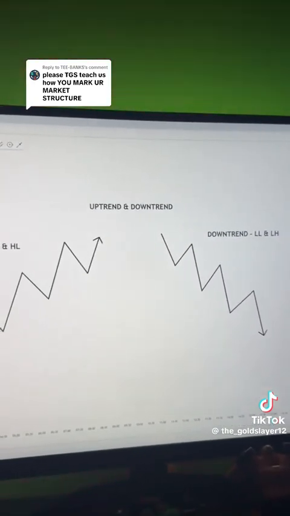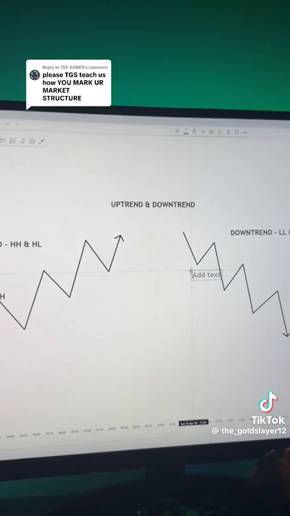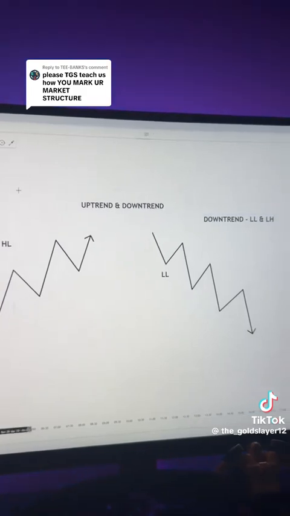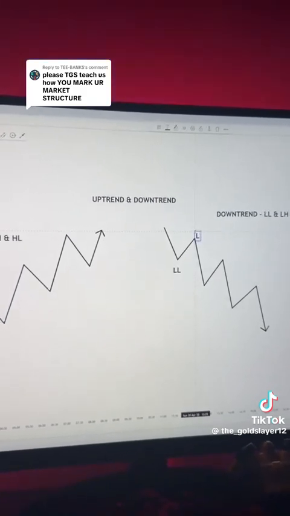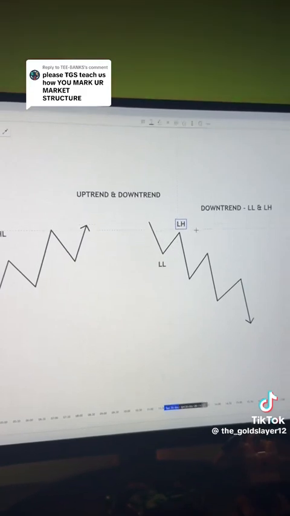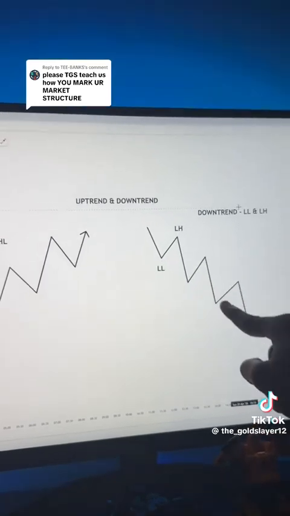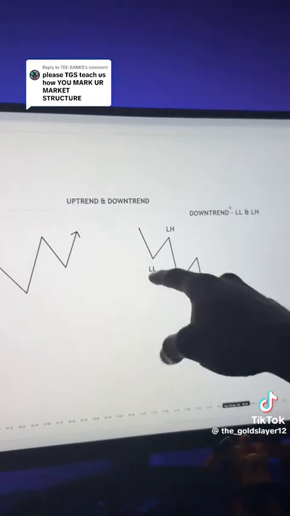So we have our lower lows over here. Okay, we have our lower lows over here, and then we have our lower highs over here. Okay, lower highs over here. So this is pretty easy as well. You can see these are all lows, these are all highs, but what can you see? They are going lower than the previous one, also going lower than the previous one. That's why we call it a lower low.